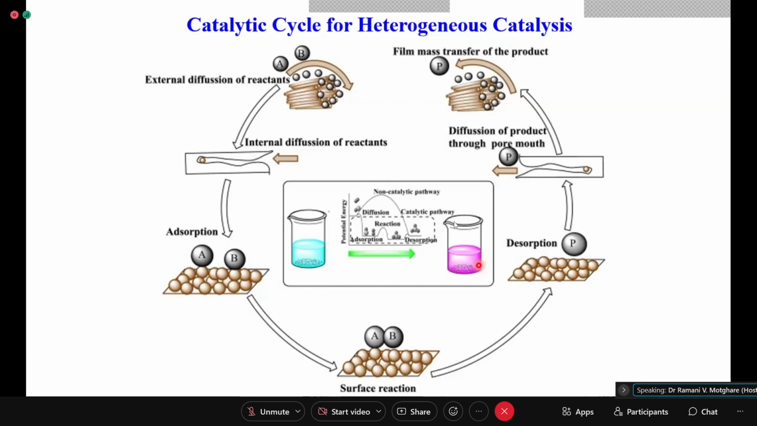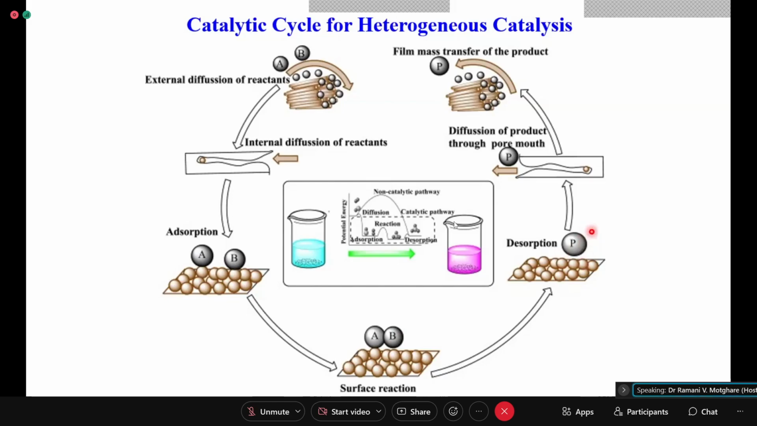So what is seen here is that external diffusion of reactants takes place. The solute particles, solute A and solute B, go and adsorb on the surface of your catalyst. Now the catalyst may be porous like this or may have less porosity. So internal diffusion of reactants takes place and the adsorption occurs. Due to adsorption, the molecules adsorbed are closer, hence they interact with each other, forming a product.